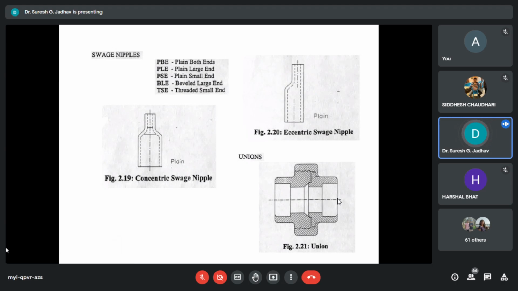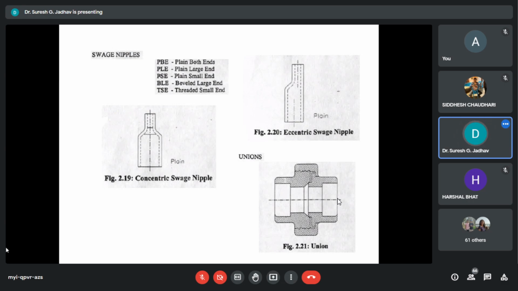Swage nipples are used to connect butt welded pipe to smaller screw or socket welded pipes. There are two types of swage nipples. First one is a concentric swage nipple, and second one is eccentric swage nipples.